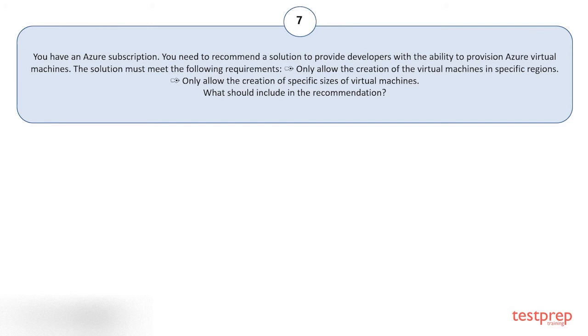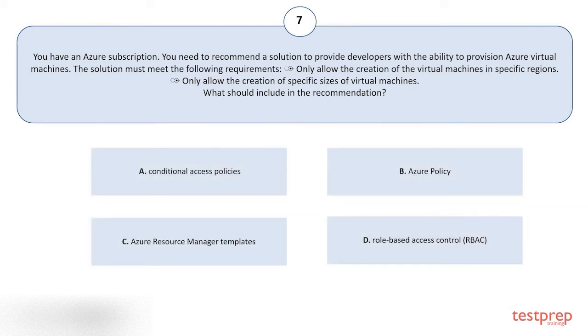Your options are A. Conditional access policies. B. Azure policy. C. Azure Resource Manager templates. D. Role-based access control, RBAC. The correct answer is option B.